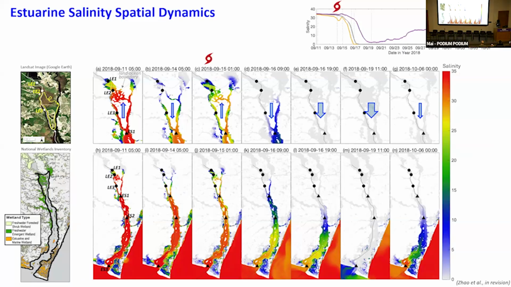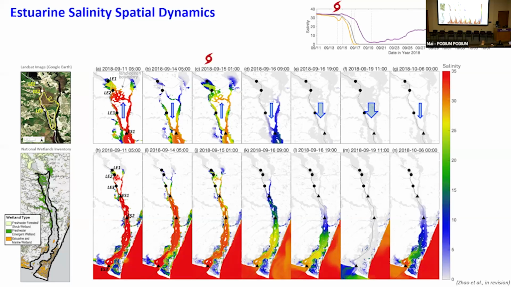Then I'm showing a very busy figure. Here the bottom panel, what you're looking at is the spatial salinity in the estuary at a selected time point. The bottom panel shows the zoom-in view of the upper estuary at exactly the same point. I put another reference here showing the wetland distribution along this estuary. Not surprisingly, you can see the upper and the mid estuary was dominated by the freshwater marsh, and the lower estuary was dominated by the salt marsh.